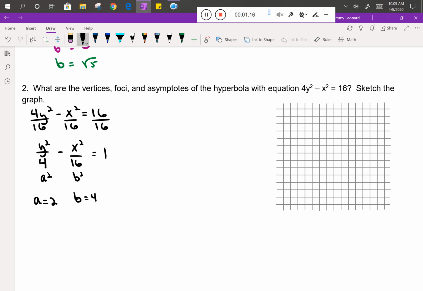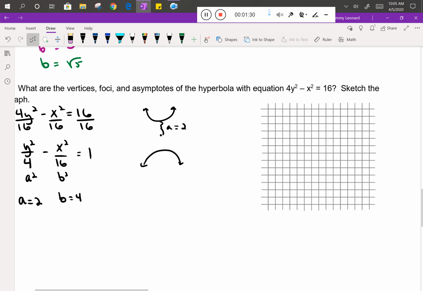And remember that when y squared comes first, since that's the vertical direction, we know we're dealing with a hyperbola that goes this way. So a is going to be this distance here, and that's 2. Now, b is the run for the asymptote. So this distance is b, which is 4. So you now know that your asymptotes are coming through on that angle. So the slope of the asymptotes is 2 over 4, or 1/2.